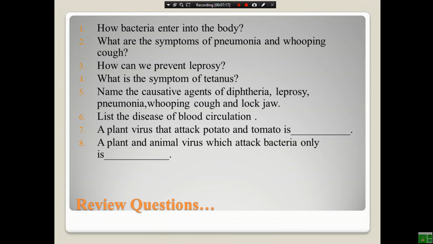As you know, a plant virus that attacks potato and tomato is blank. And a virus that attacks bacteria only is blank. So students, do these questions one by one.